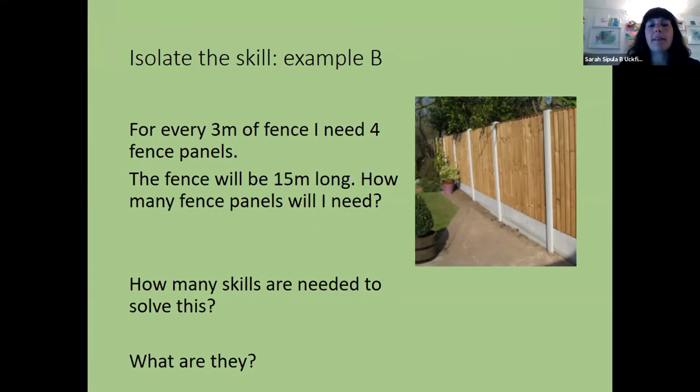And I'll make a space available on the Padlet so that perhaps we can start to construct a list of how we would isolate the skill for that problem on there. What I'm going to do now is hand over to Alison, who's going to take you through the next section. Thanks, Sarah.